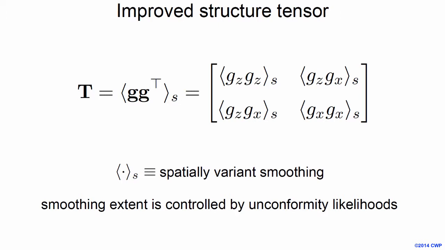Therefore, to improve the structure tensor method, we use the unconformity magnitude as constraints to compute an improved structure tensor. In this improved structure tensor, each component is smoothed by a spatially variant smoothing filter. In this filter, the smoothing extent is controlled by the unconformity magnitudes, which means that this smoothing filter does not smooth across the unconformities. Because we know the positions of the unconformities, we can turn off the smoothing at the unconformities. Therefore, the discontinuities at the unconformities can be preserved in this improved structure tensor.